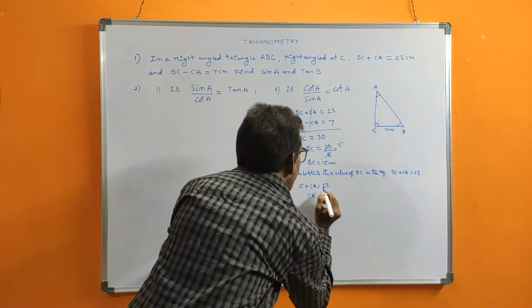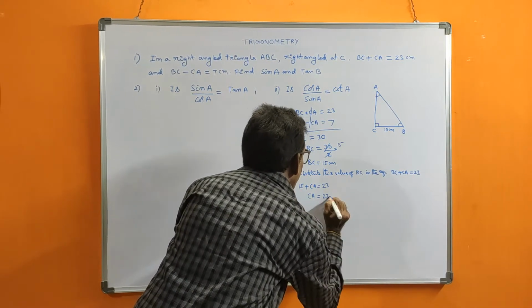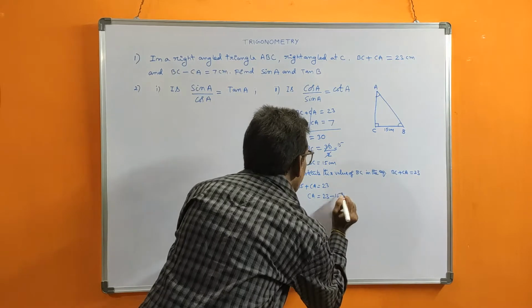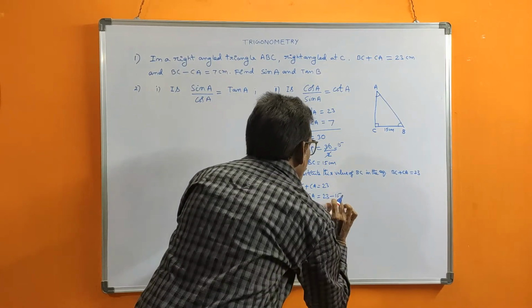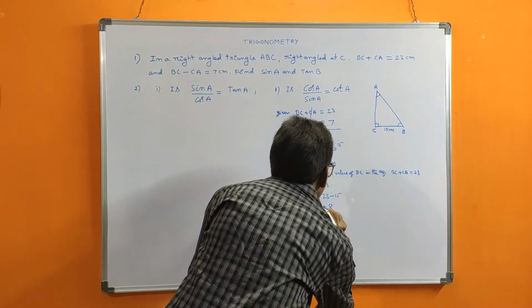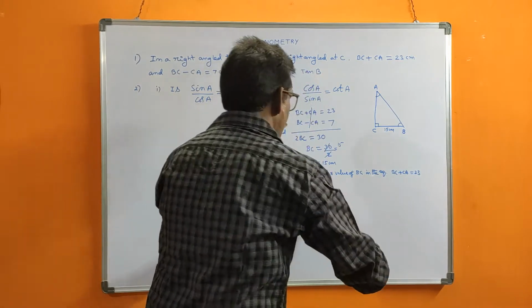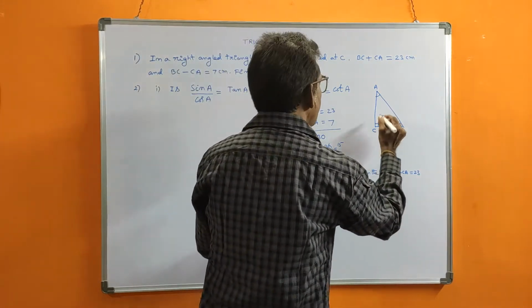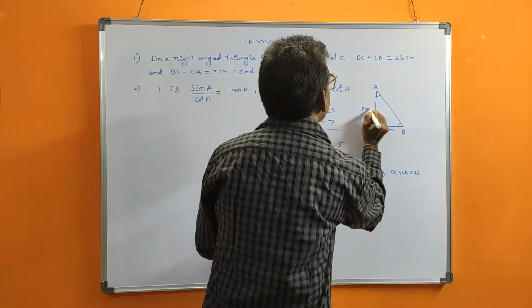You want CA, means what? 23, this comes to this side, plus becomes minus, so 15. CA is equal to 23 minus 15, which is 8. Here units are centimeters, so CA value is 8 centimeters. AC value is 8 centimeters.